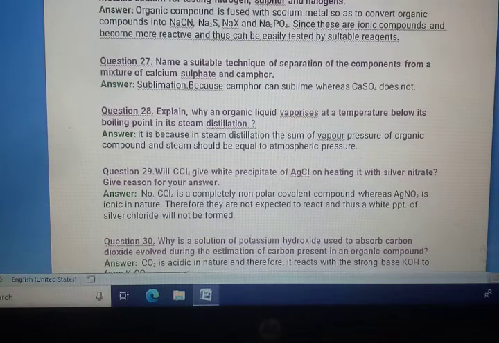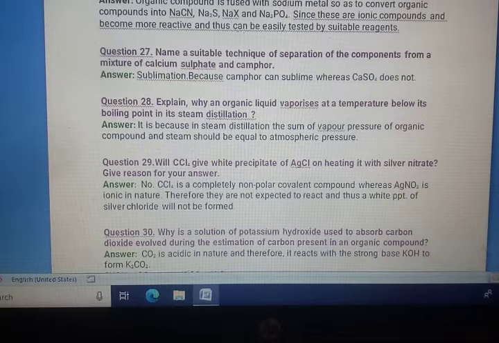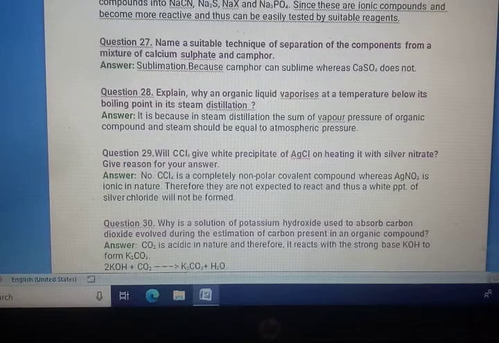Explain why an organic liquid vaporizes at a temperature below its boiling point in steam distillation. Because it is steam distillation, the sum of the vapor pressure of the organic compound and the steam should be equal to the atmospheric pressure. Will carbon tetrachloride give a white precipitate when heated with silver nitrate? No, carbon tetrachloride is a completely non-polar covalent compound, whereas silver nitrate is ionic in nature, therefore they are not expected to react and a white precipitate of silver chloride will not be formed.